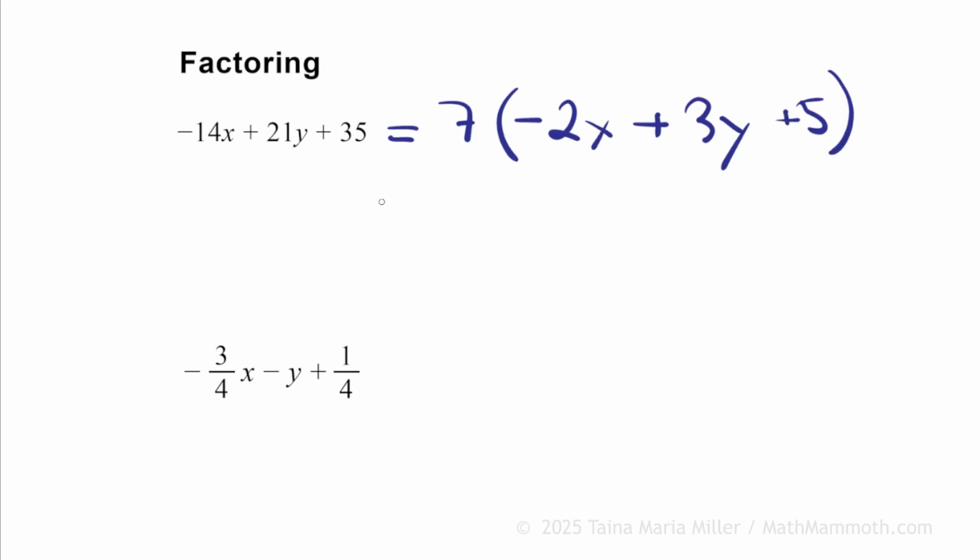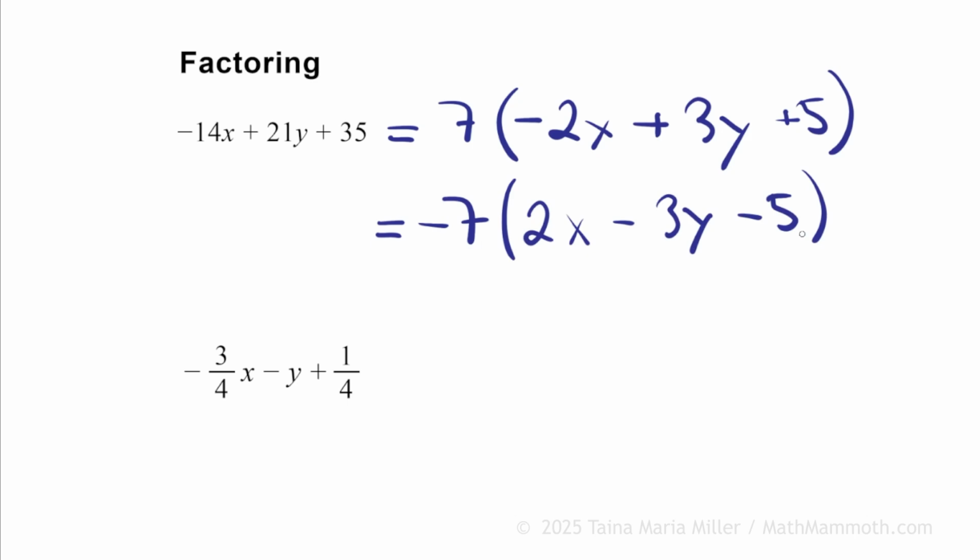We could also write it with negative 7 here as the multiplier, in which case everything else changes signs. And you might think that this looks neater. I don't know. Both are correct.